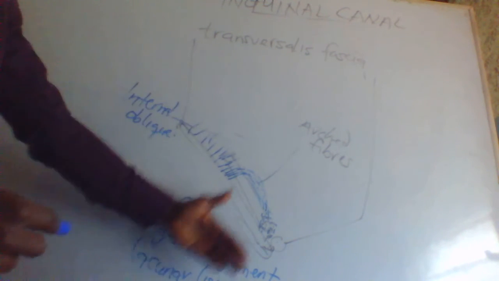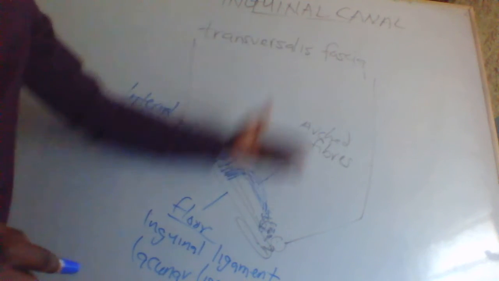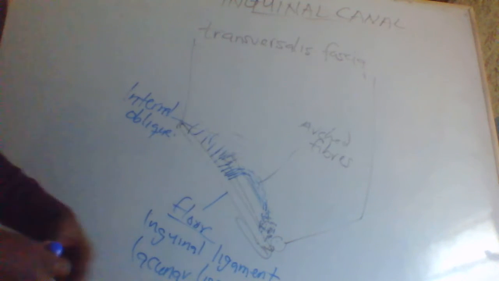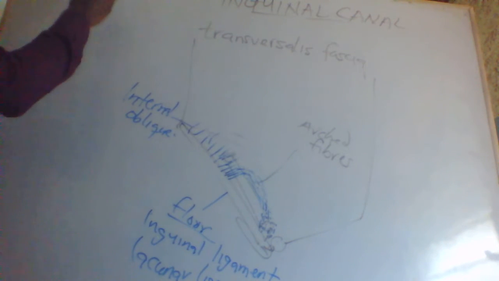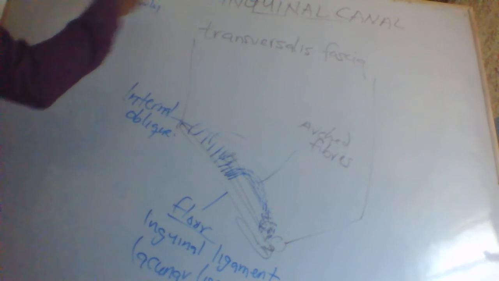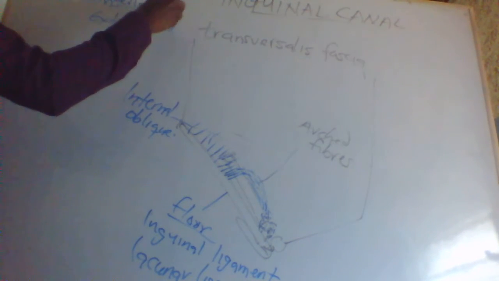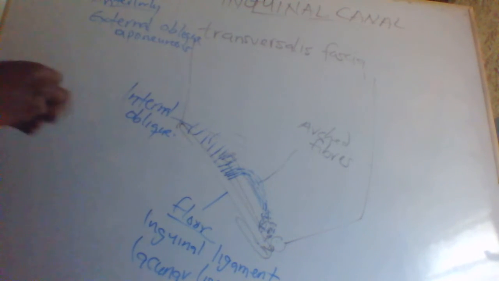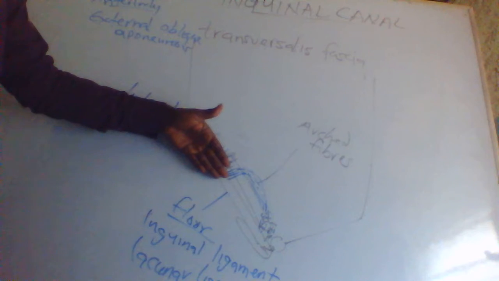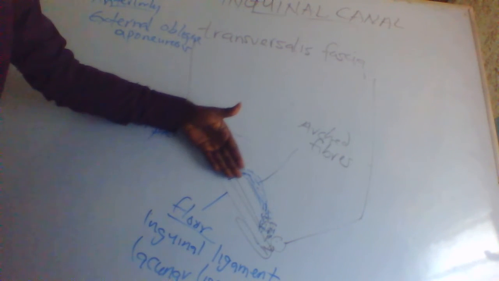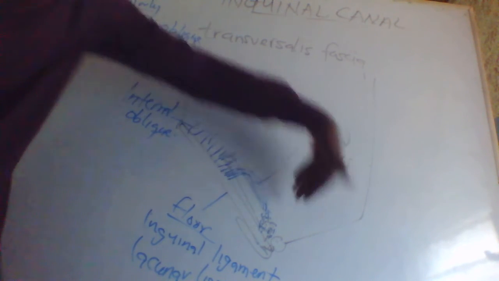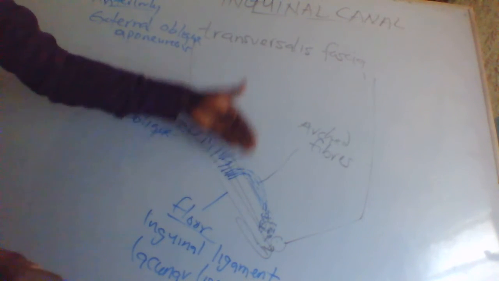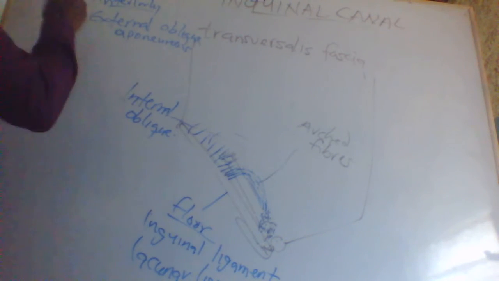Now anteriorly, we said anteriorly is formed by what? External oblique aponeurosis. So anteriorly it will be formed by external oblique aponeurosis. The same anteriorly, we said the internal oblique muscles begin anterior to the canal. Before they go over it, and they go at the back. So anteriorly too, one third of it is covered by internal oblique muscles.